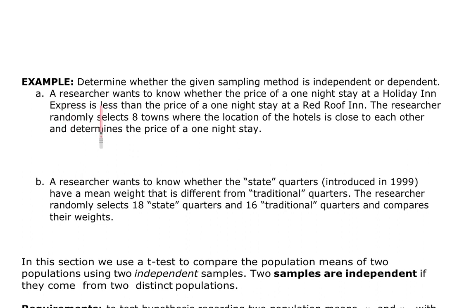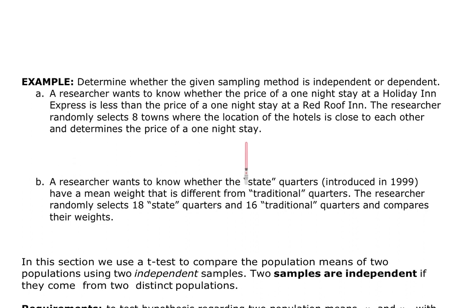So now we're going to determine whether the sampling method for the given samples is independent or dependent. A researcher wants to know whether the price of a single night stay in a Holiday Inn Express is less than the price of a one-night stay at a Red Roof Inn. The researchers randomly select towns in which the locations of the hotels are close to each other and determine the price of a one-night stay. Now these are dependent.